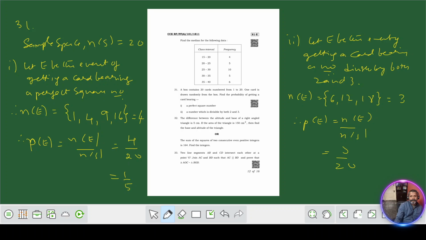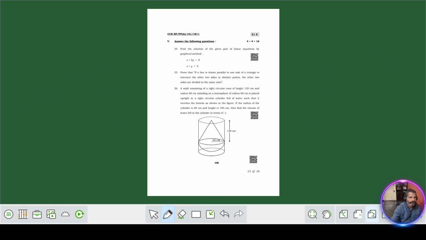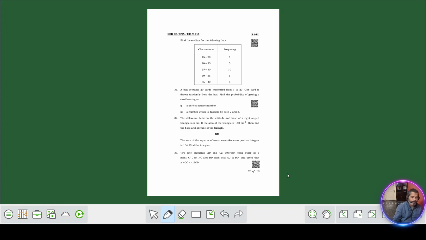Any questions? See, P of E, since we declared E as the event that is required, we avoid writing the lengthy formula. So this is the answer for the 31st question. Then we'll move on. We'll see the 32nd question. We have another 2 questions, I guess. Yes, 32nd question.